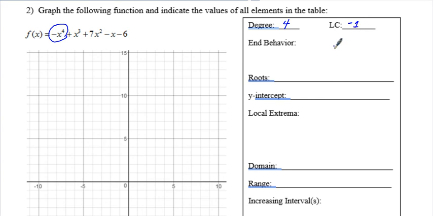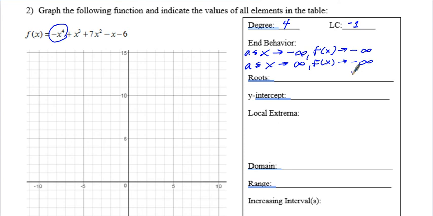And so automatically we can start talking about end behavior. If it's an even degree and a negative leading coefficient, that means our ends match down, down. Let's try this again. As x goes to negative infinity on the left, f of x is going to negative infinity. On the right, as x goes to positive infinity, f of x is going to negative infinity again.